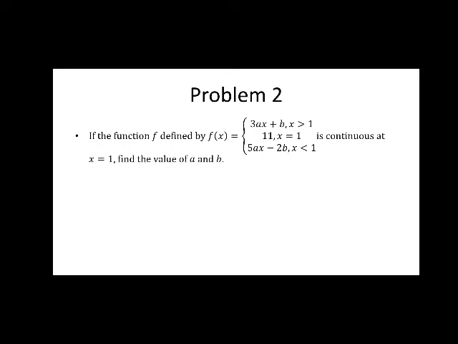Now in this problem we have two unknowns. The function f is defined as 3ax plus b when x is greater than 1, 11 at x equals 1, and 5ax minus 2b when x is less than 1. It is also told that it is continuous at x equals 1. To make it continuous, you have to find the values of a and b so that it happens.